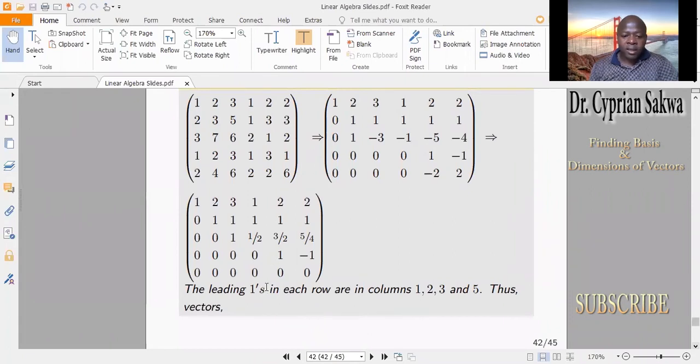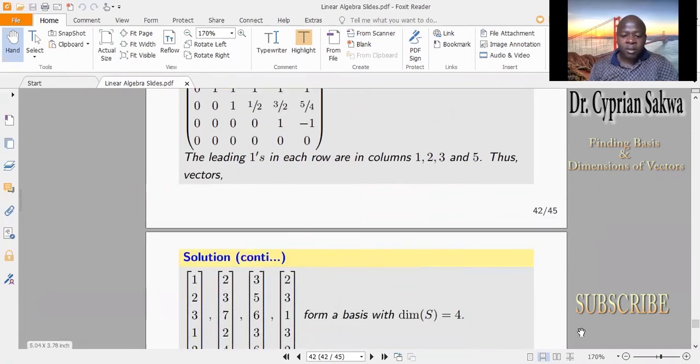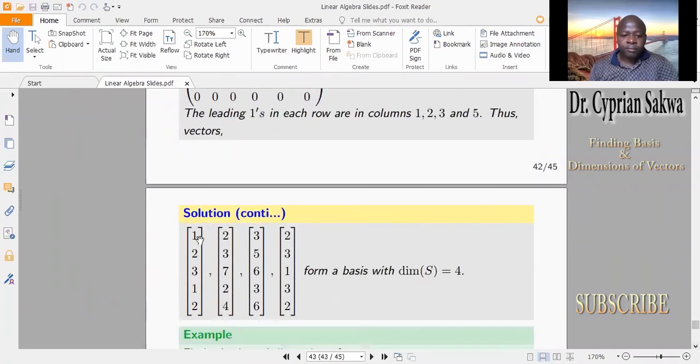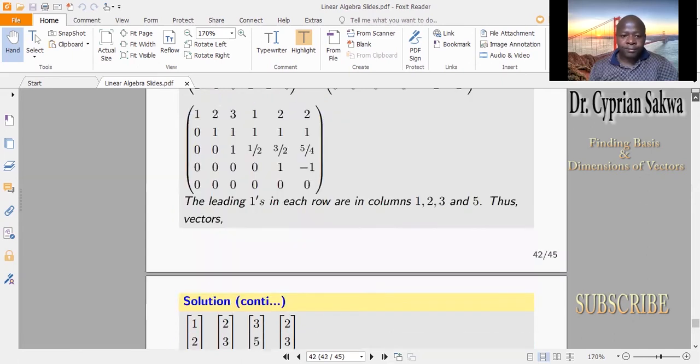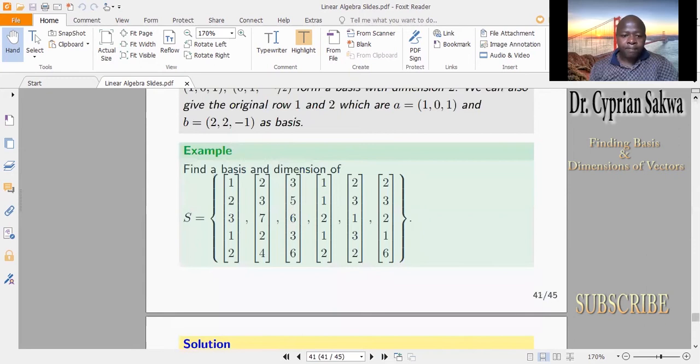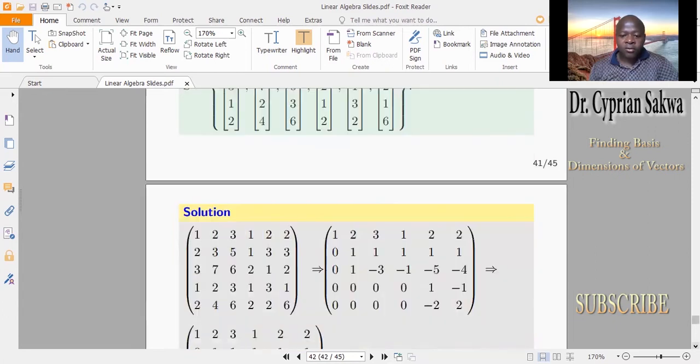So that's what I've said, that the leading ones in each row are in columns 1, 2, 3, and 5. Thus, the vectors in the original column 1, this was this vector. Column 2 was this, column 3 was this, and column 5 was this vector. These 1, 2, 3, 4 vectors form a basis. And since there are 4, the dimension of S is 4. Our set was set S, that's correct. So that set S has dimension 4.